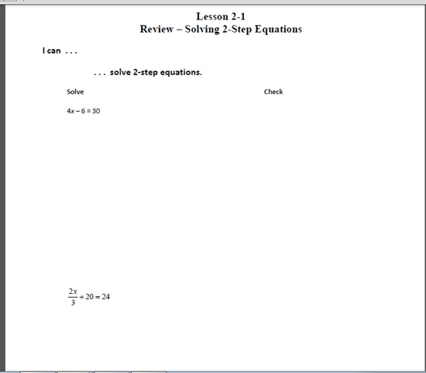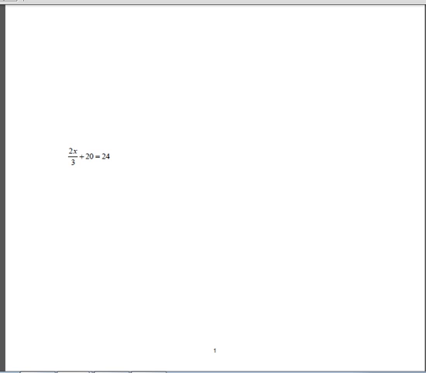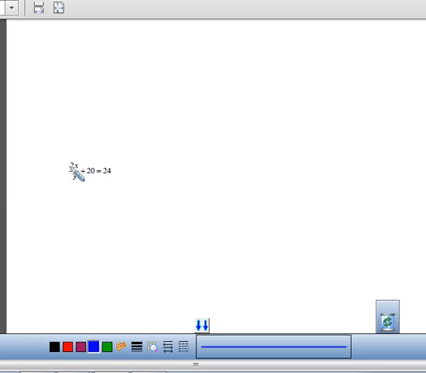Okay, so the next one, we have 2x over 3 plus 20 equals 24. Again, draw your line down through the equal sign, so you remember to do the same thing on both sides. Again, I'm going backwards, so I'll subtract 20 first. Positive 20 minus 20 zeros out.